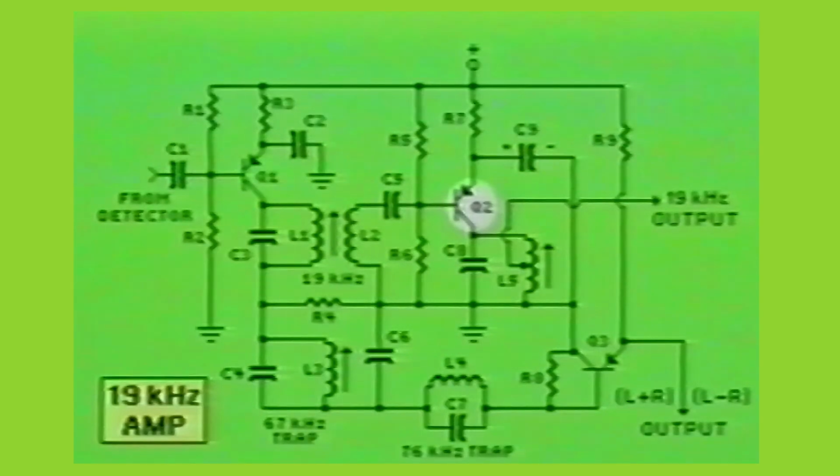The collector of Q2 passes the amplified pilot tone into the C8 L5 resonant tank circuit. This tank circuit is tuned to resonate at 19 kHz and is center tapped on the inductor L5, where the amplified pilot signal may be passed to another stage.